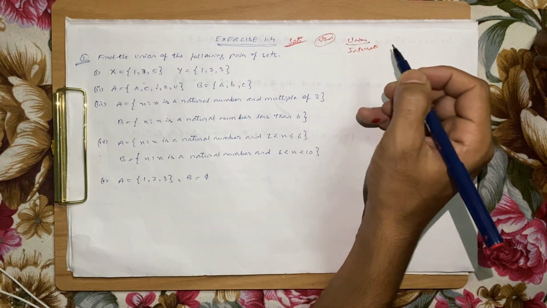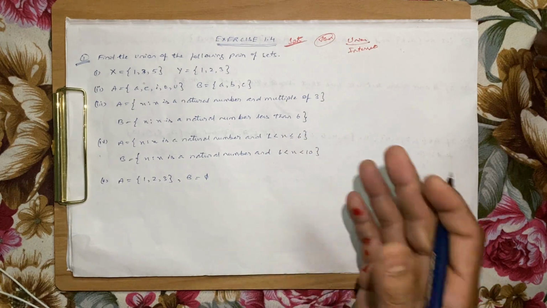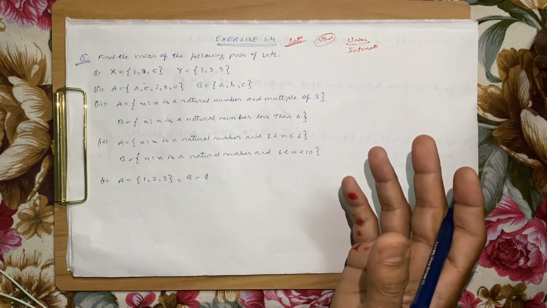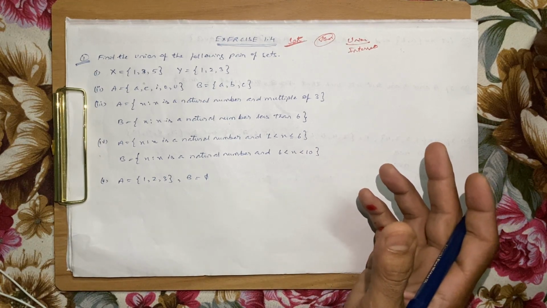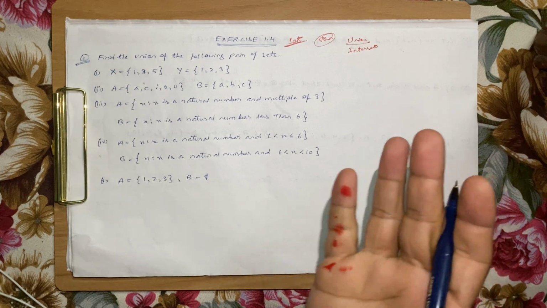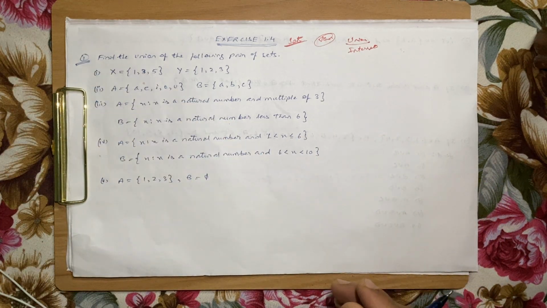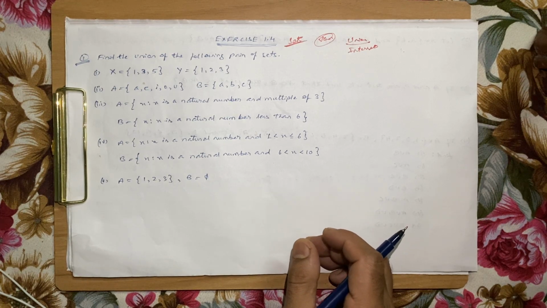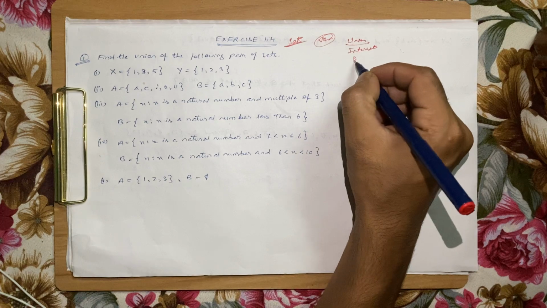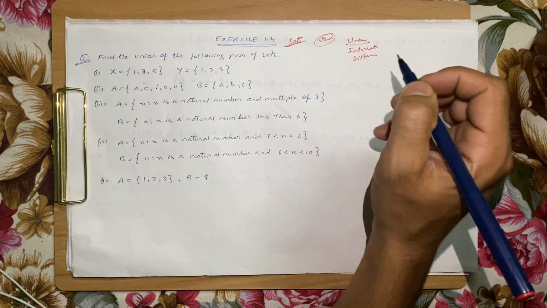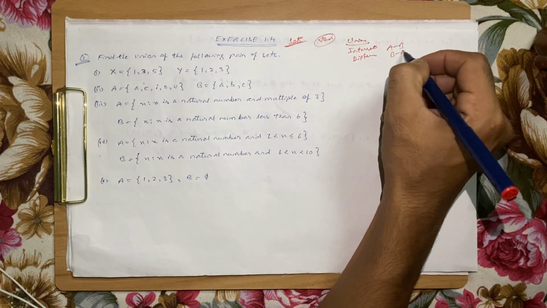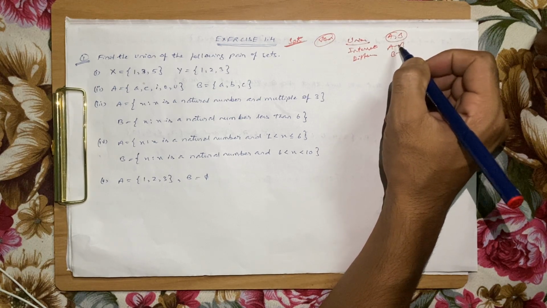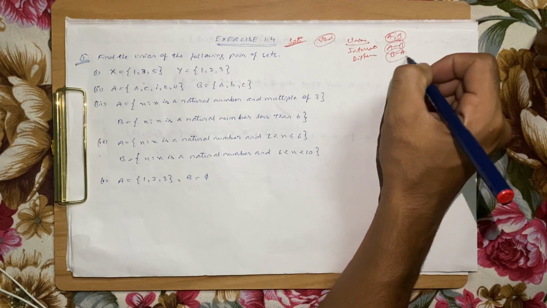If A and B are two sets, they will have some elements. If there are some common elements, then the set of those common elements is called the intersection of the two sets. And lastly, we have seen the difference of sets, like A minus B or B minus A. If I have two sets A and B, the difference can be either A minus B or B minus A.